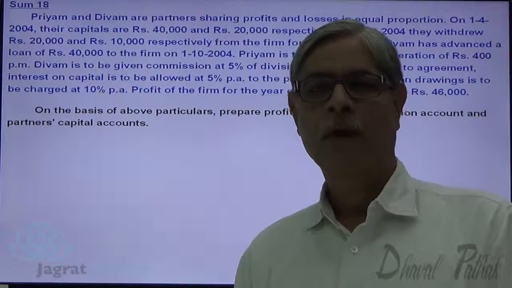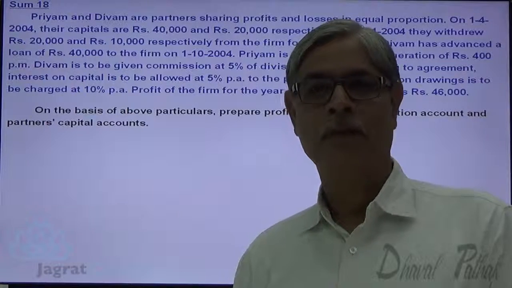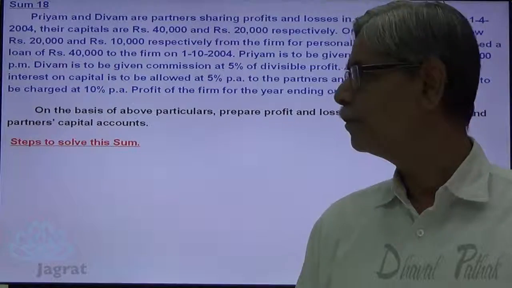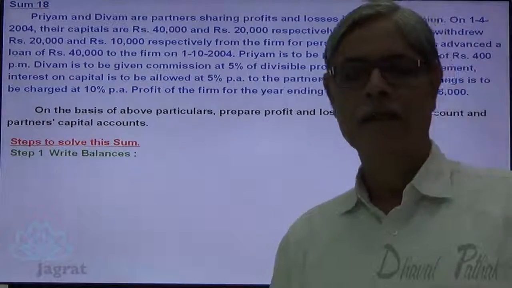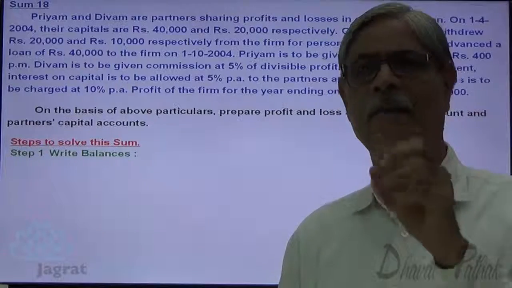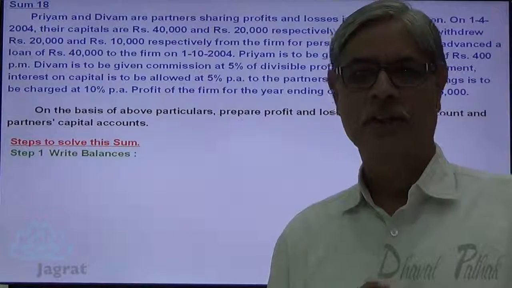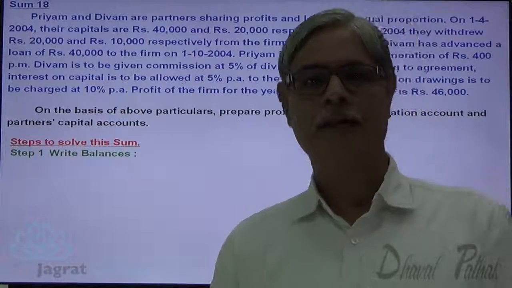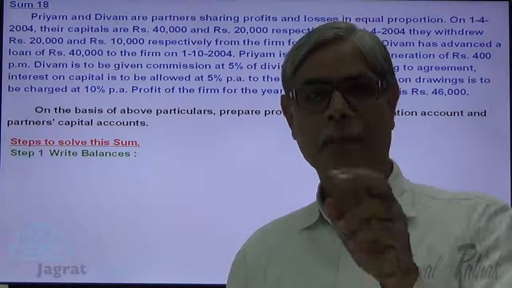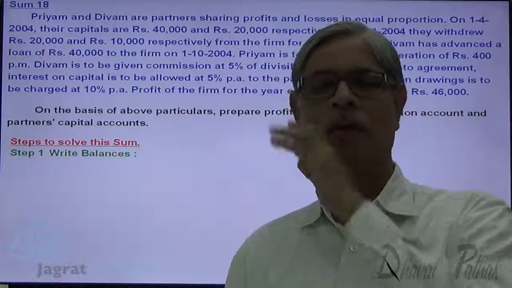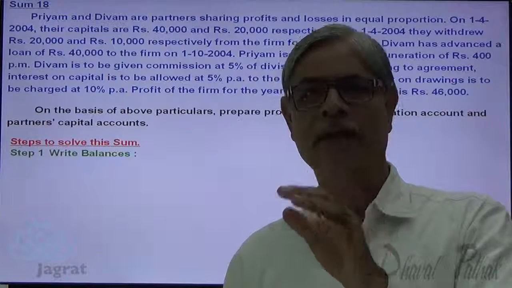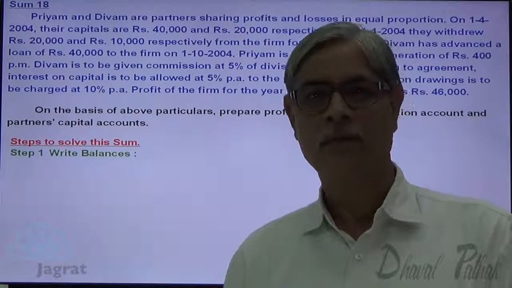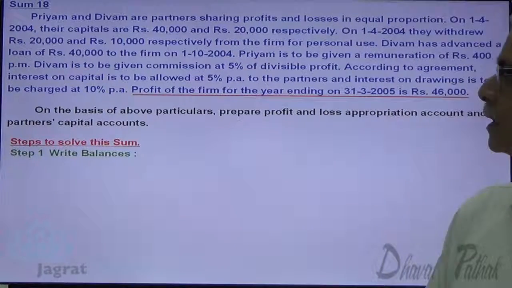Now, what are the steps for the purpose of solving this type of sum? Observe. The first step is to write the given balances, because we are required to prepare profit and loss appropriation account, and second, we are required to prepare capital accounts. So first of all, we should write down the net profit from profit and loss account to profit and loss appropriation account. We should also write down the capital balances in capital account. Then we should start with the sum. So first step is to write the balances.